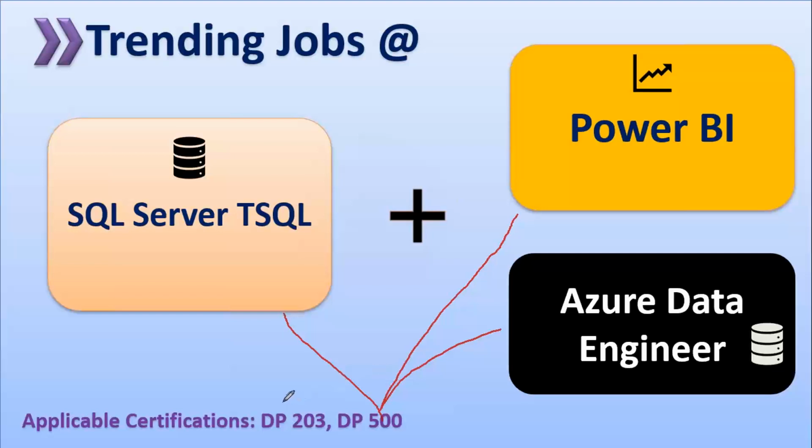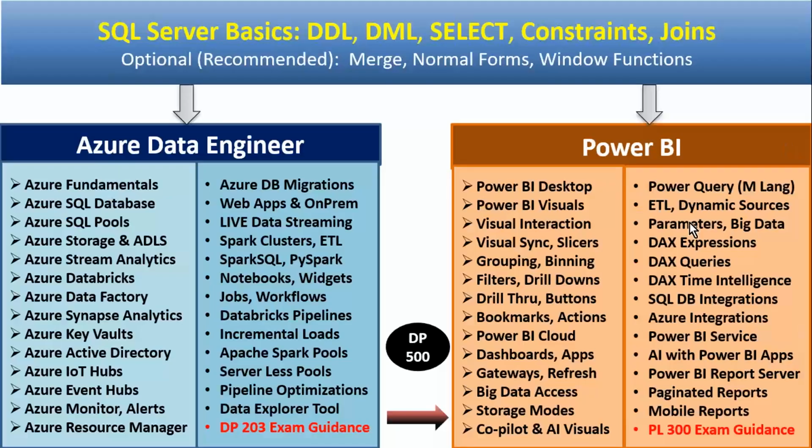Starter profiles, one is enough. Experienced profiles, plan for the second, better. You may plan directly for the second one, or you may plan first and then second. It's up to you. To get into DP500, DP203 is not a prerequisite. And here it is. Only engineering, one certification, DP203. Only Power BI, the other certification, PL300.